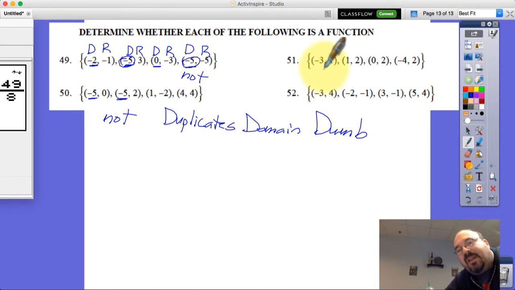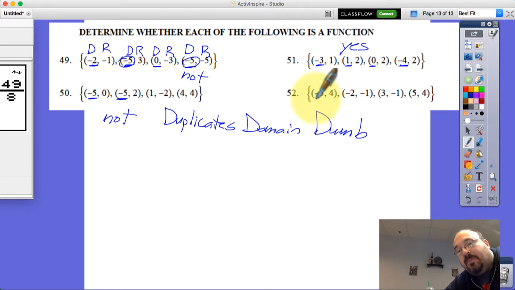I look at the third example. I got a -3, a 1, 0, -4. No duplicates in the domain. So yes, this is a function. Even though you see the 2 showing up several times, it's in the range. We don't care about the range.